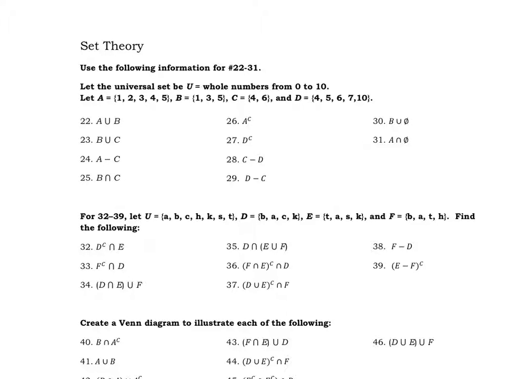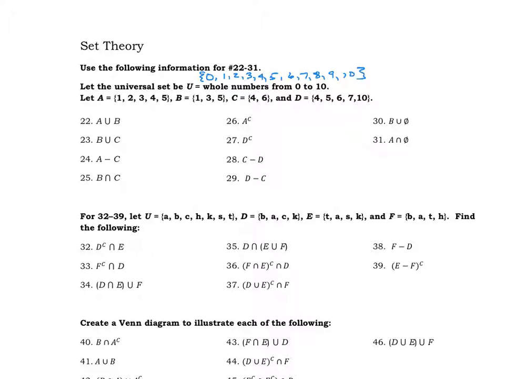Set theory, practice exercises 22 through 31. So again, it says let the universal set be whole numbers from 0 to 10. So let's list them real quickly. I will pause this as I do that. And there they magically appear.